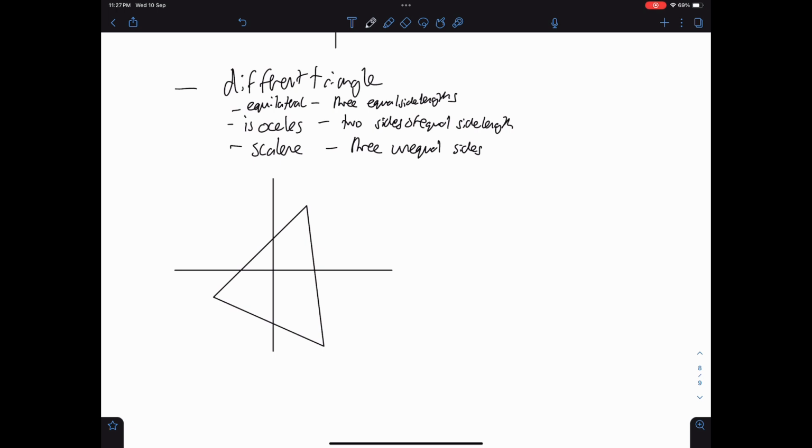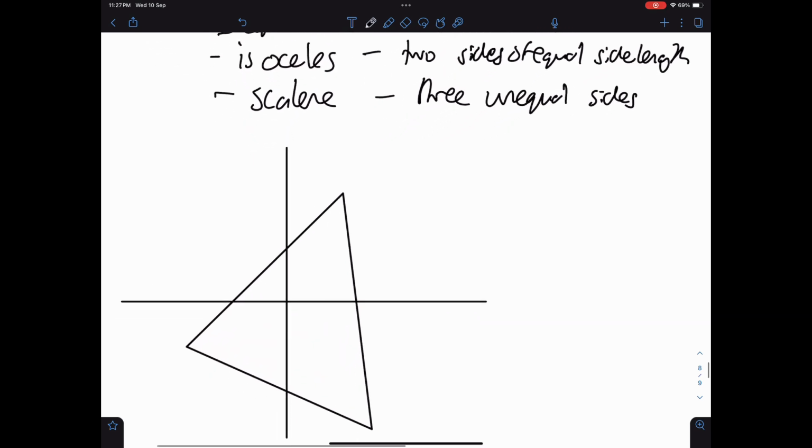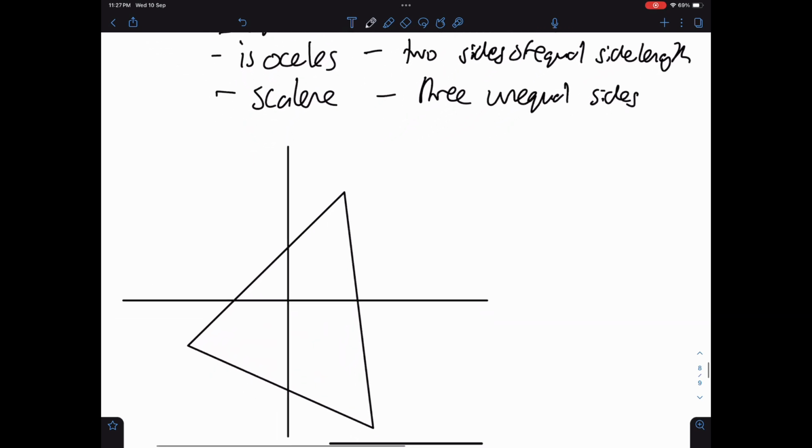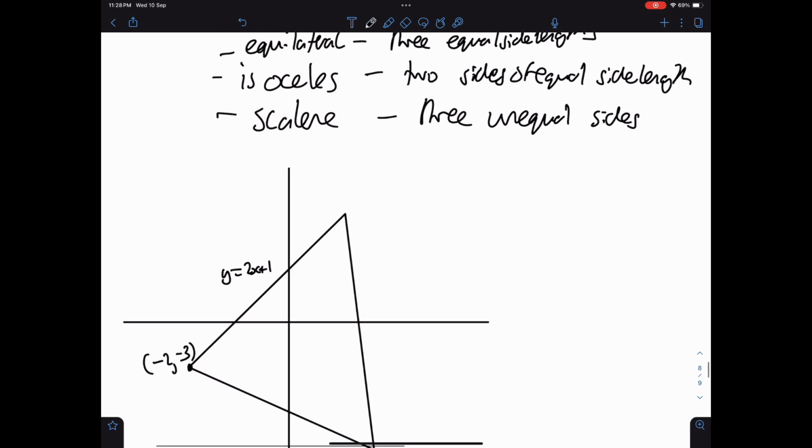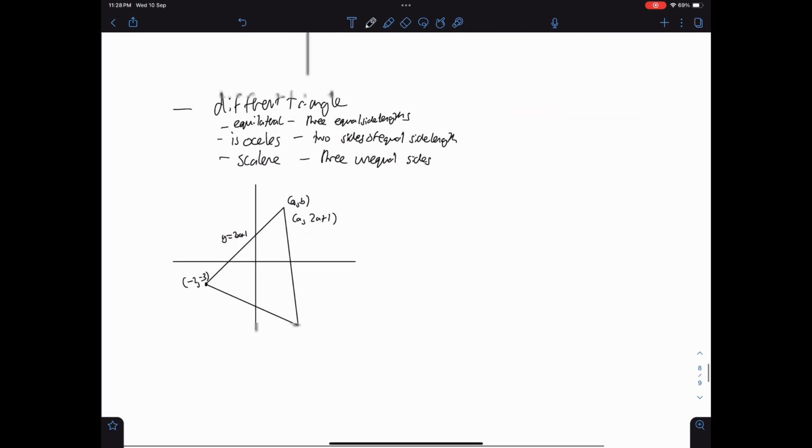And additionally, try to replace as many variables as you can. For example, if you are given the fact this is y equals 2x plus 1, and you know this is minus 2, minus 3, I think that would add up. And then this was point A, comma B. Don't leave it as A and B. Call it A and 2A plus 1. So that's another point of advice I could give you there.